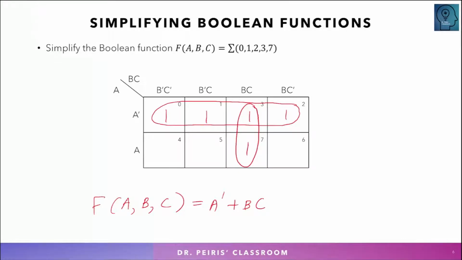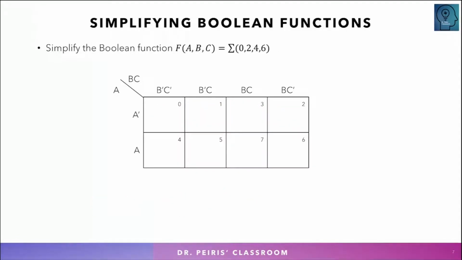Let's see the next one. It's a similar question again, so we're going to mark the ones. We have the ones at 0, 2, 4 and 6. So these are the ones at minterms 0, 2, 4 and 6. Now how do we group this? You need to think how to group this.